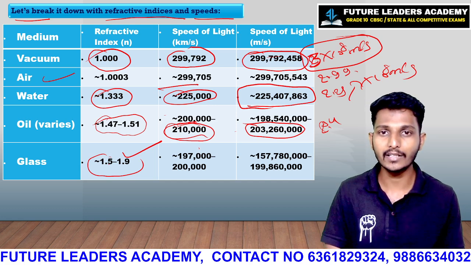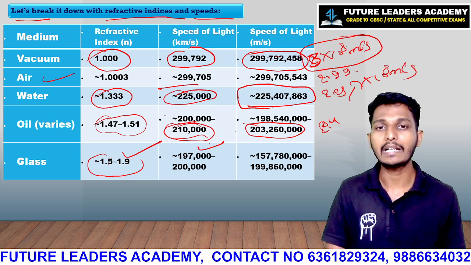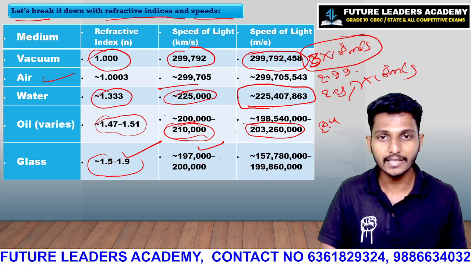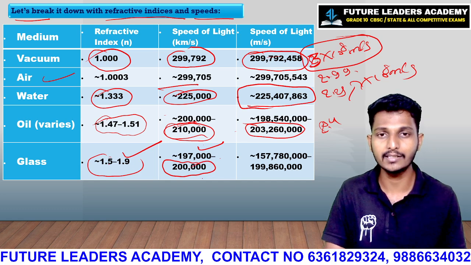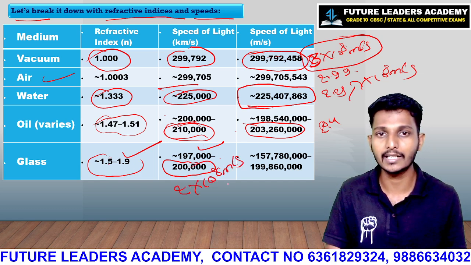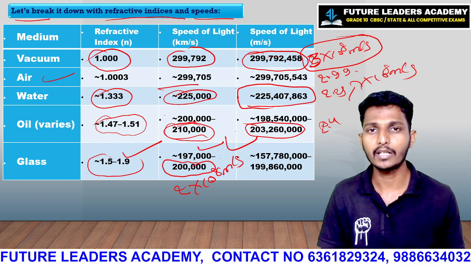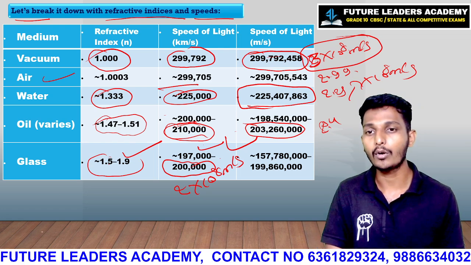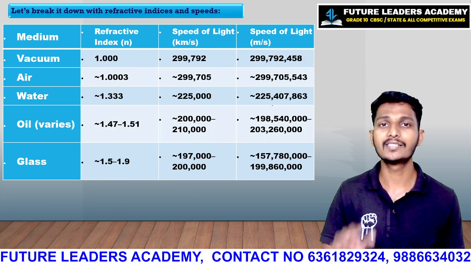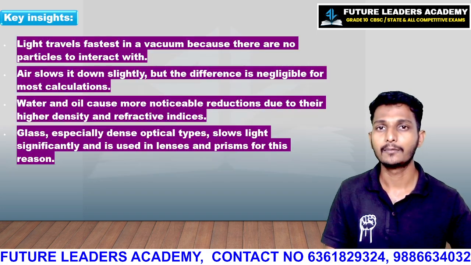Then 197 is the speed of the light in kilometer. 197 means 1,97,000 to 2 lakh kilometer per second. Whatever I said, that is 2 into 10 to the power 8 meter per second. This is exactly correct, and the question will be asked on this base only. Don't forget it. This table is a totally important table. Please take a screenshot so that it will help you.